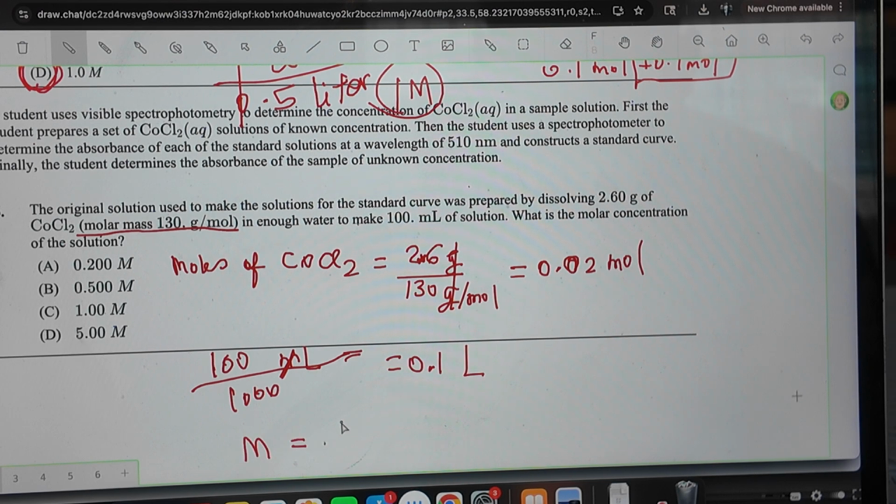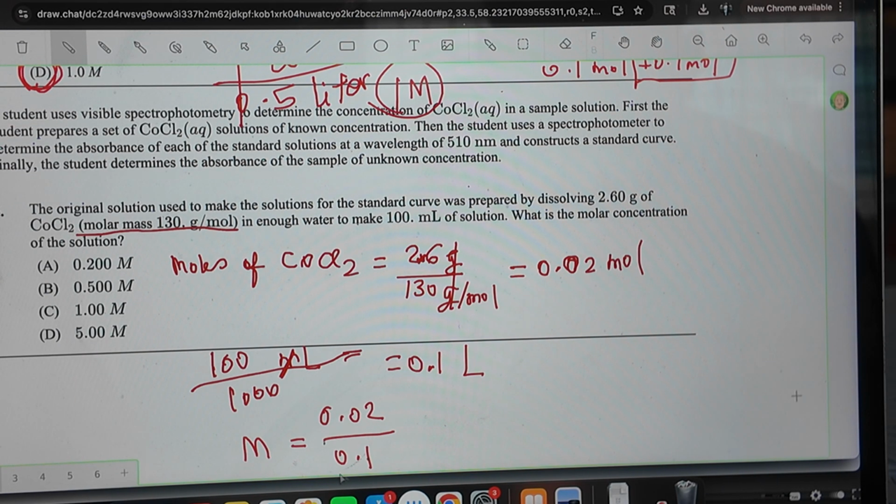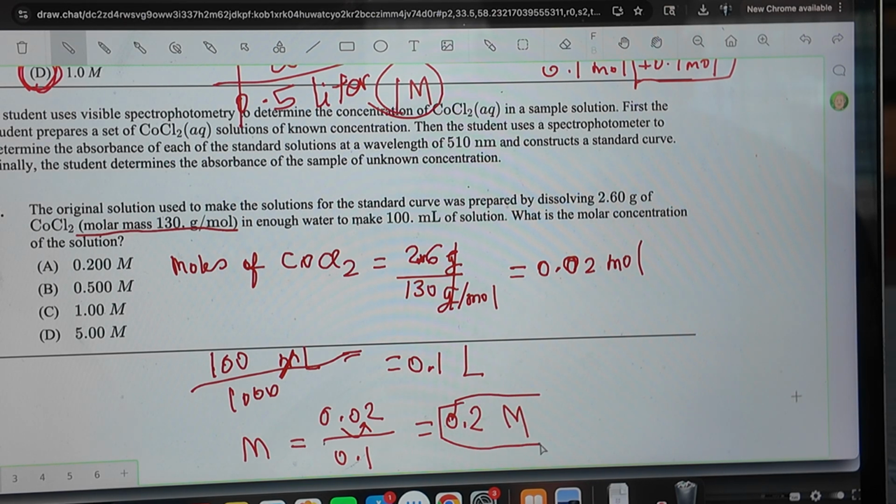Now you just divide to find the molarity. So molar concentration is 0.02 divided by 0.1. And since you're dividing by 1/10, you're really multiplying, so this just moves over one place. That equals 0.2 molar concentration. Okay, next question.